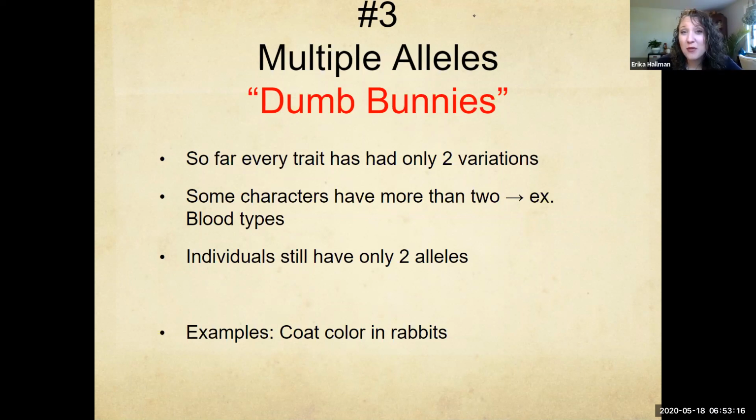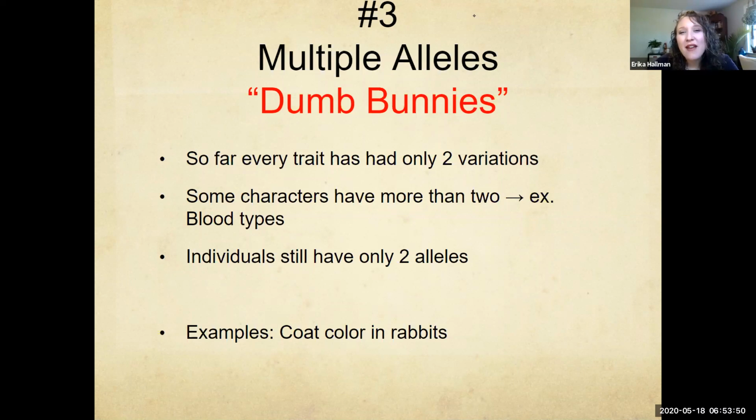So when we think of multiple alleles, I want you to think of the word dumb bunnies. And the reason why that's going to help you learn this is that a great example of multiple alleles is how bunny or rabbit coloration goes. So before we get to the reason why bunnies is a good example, for multiple alleles, so far every trait has only had two variations. So eye color, blue or brown. Snapdragon color, red or white. Erminette chickens, black or white feathers. So far, every trait has only had two variations.